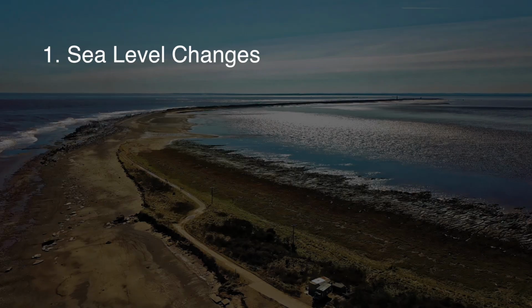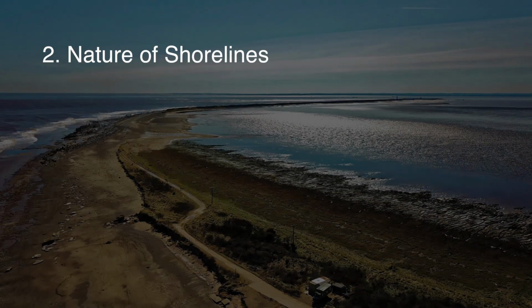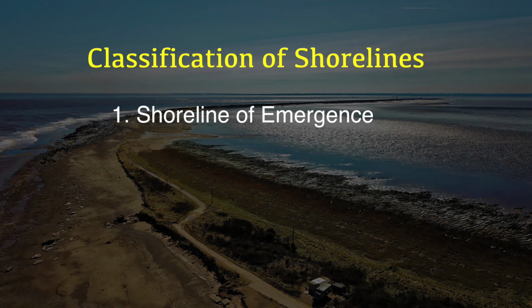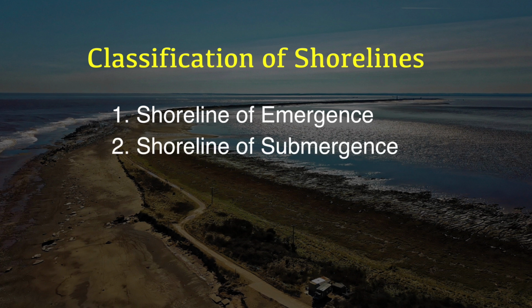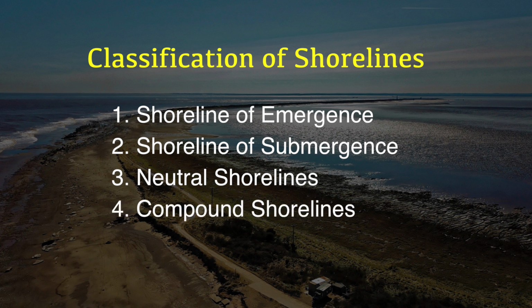One, the sea level changes, that is, if the sea level rises, the shores are submerged. If it falls, the shore will emerge. Secondly, the nature of the shoreline, that is, the nature of the shore before the emergence or submergence, whether it was an upland or a lowland. Johnson has classified the shoreline as: 1. The shoreline of emergence, 2. The shoreline of submergence, 3. Neutral shorelines, and 4. Compound shorelines.